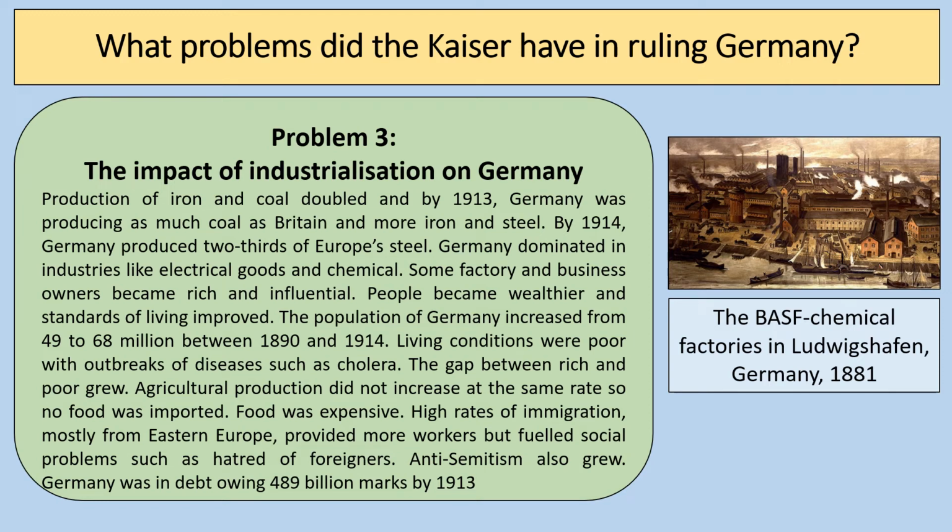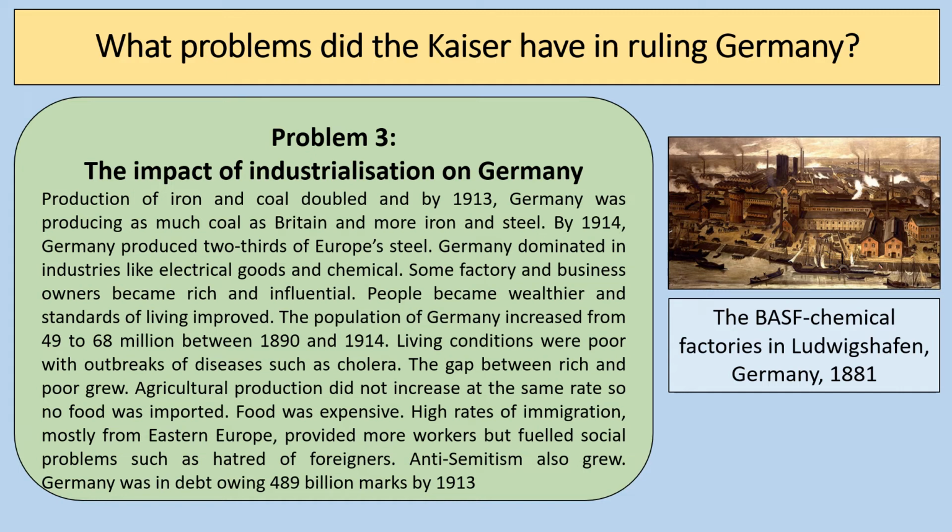So another thing that the Kaiser had to cope with was the impact of industrialization on Germany. Now, in many ways, this created new opportunities within Germany. So things like the production of iron and coal doubled. By 1913, Germany was producing as much coal as Britain and more iron and steel. It was producing about 2/3 of Europe's steel, actually, by 1914. Germany dominated in industries like electrical goods and chemical industries. These were new industries. See there a picture of the BASF chemical factories in Ludwigshafen in Germany in 1881.